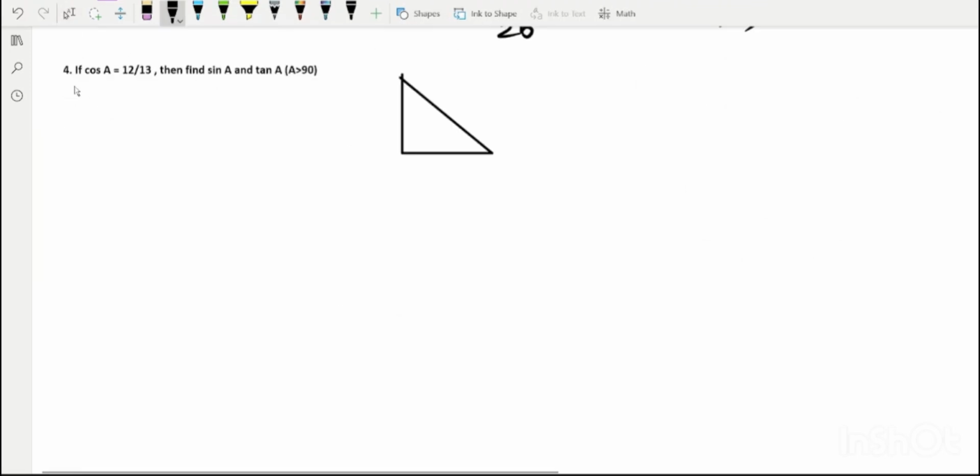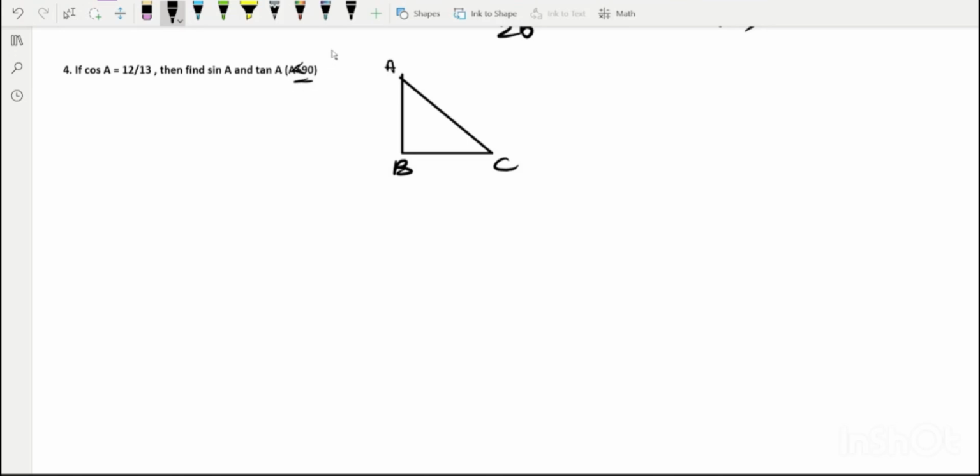Okay. The next problem is the fourth one. If cos A equals 12 by 13, then find sin A and tan A. Here he has mentioned that A is less than 90 degrees. Then we can write the triangle as A, B, C.